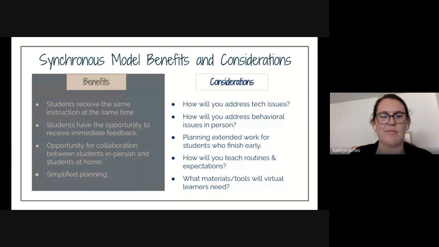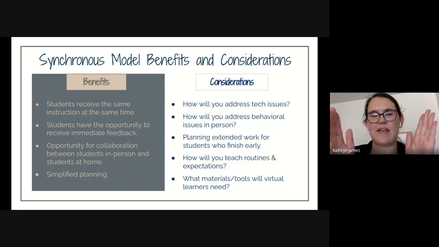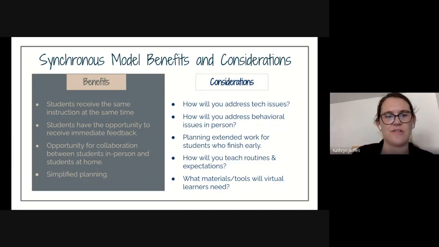There's an opportunity for collaboration between students who are in person and students who are at home. You might choose to pair a student who is working on a project at home with one in person, and they can log into their devices and talk to each other at the same time. And this would be the most simplified planning.